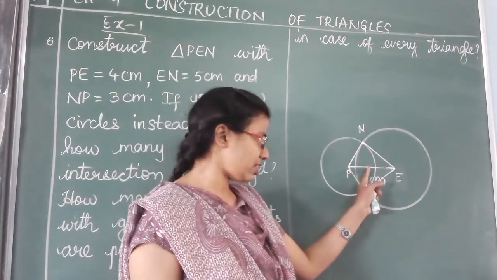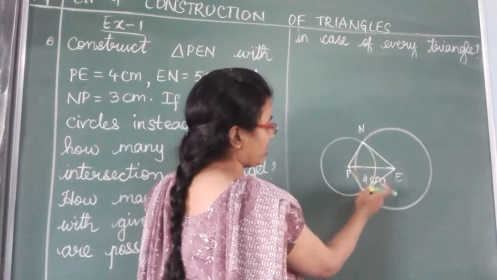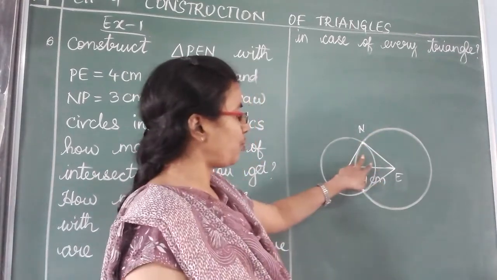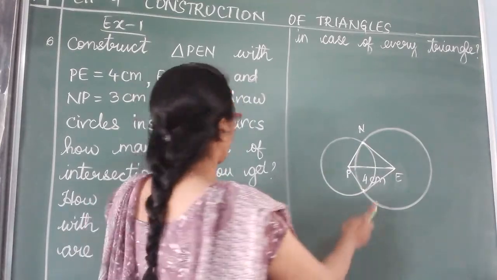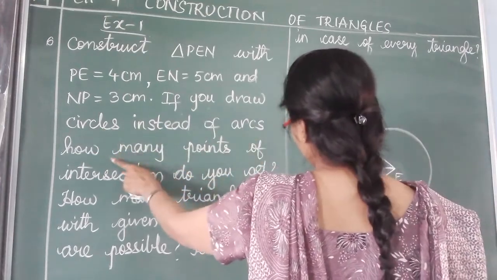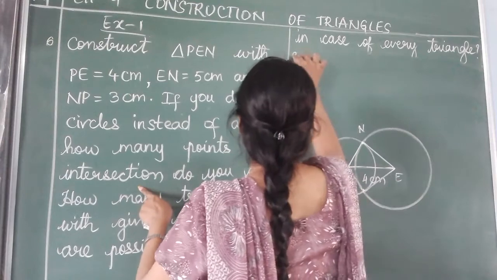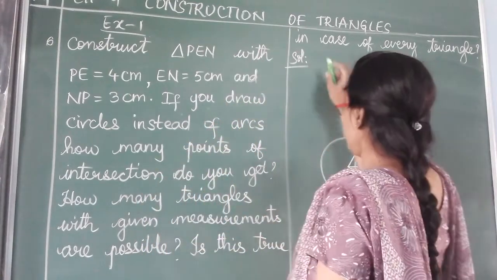So here you can see that there is a common side, and when you fold this, it's going to overlap on each other. So you can get two congruent triangles. In the question they have given, if you draw circles instead of arcs, how many points of intersection do you get? How many points are we getting?